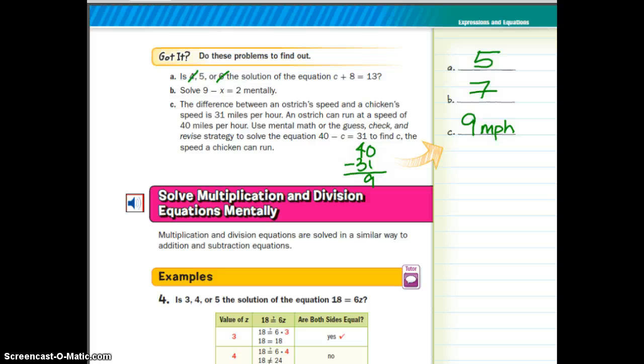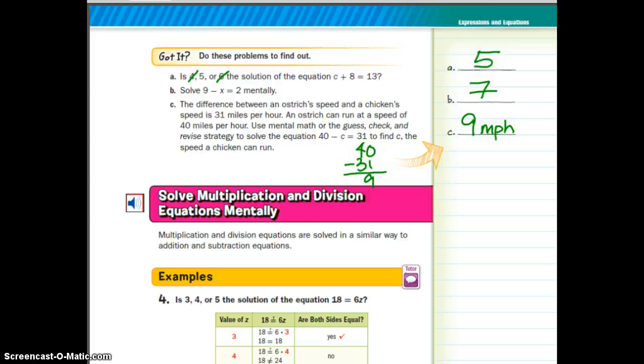Did you get what I got? I got 5 for the solution of A, 7 for the solution of B, and then my little chicken can only run 9 miles per hour compared to the ostrich, who can run 31 miles per hour. No, sorry. The ostrich can run 40 miles per hour. Boy, that's awfully fast. That little chicken would be stomped on if he got in the way of that ostrich.